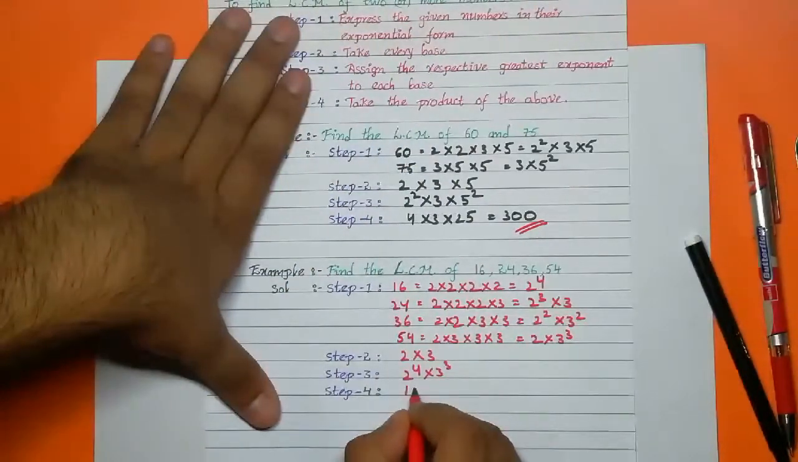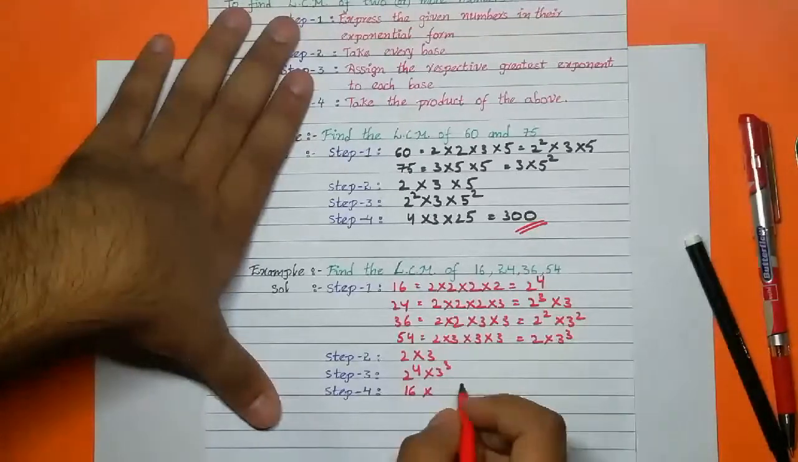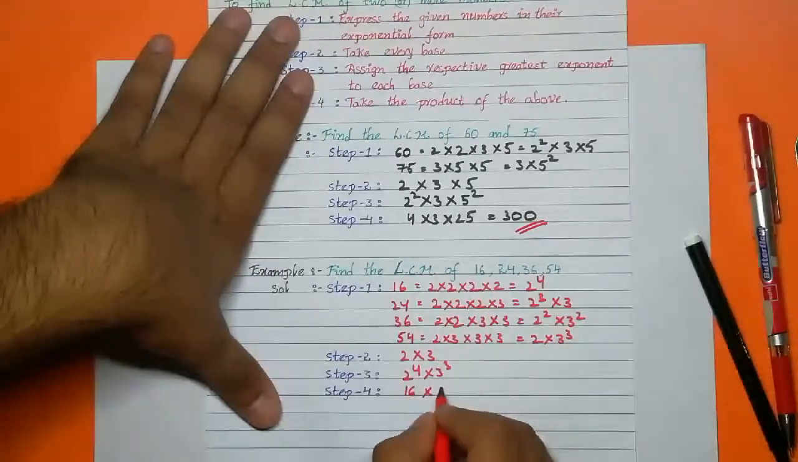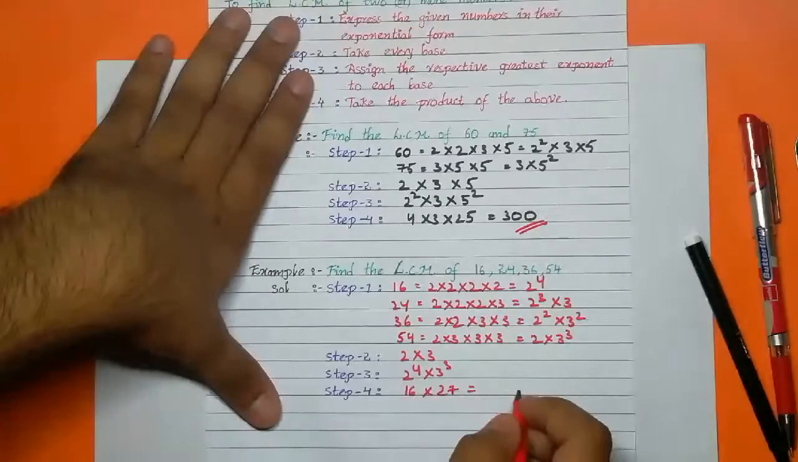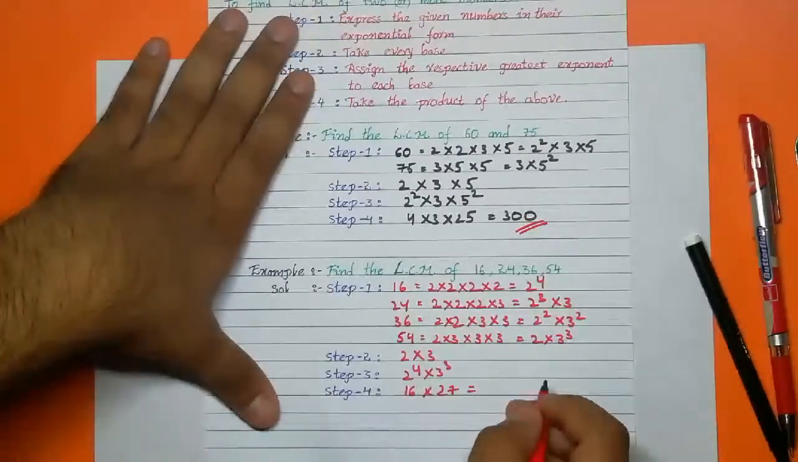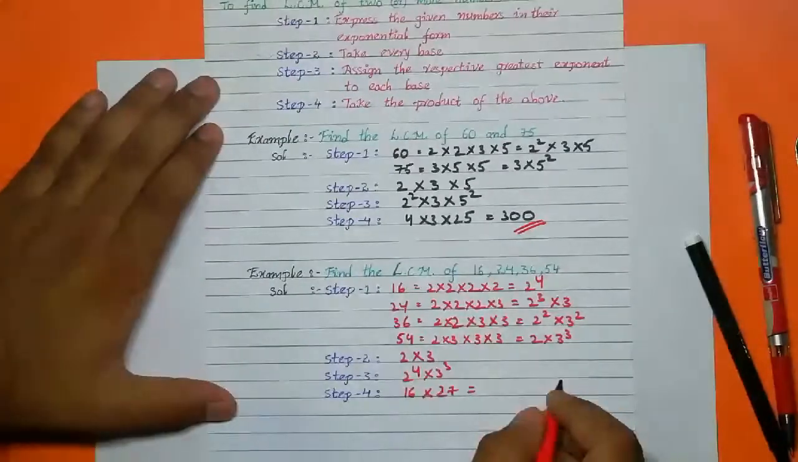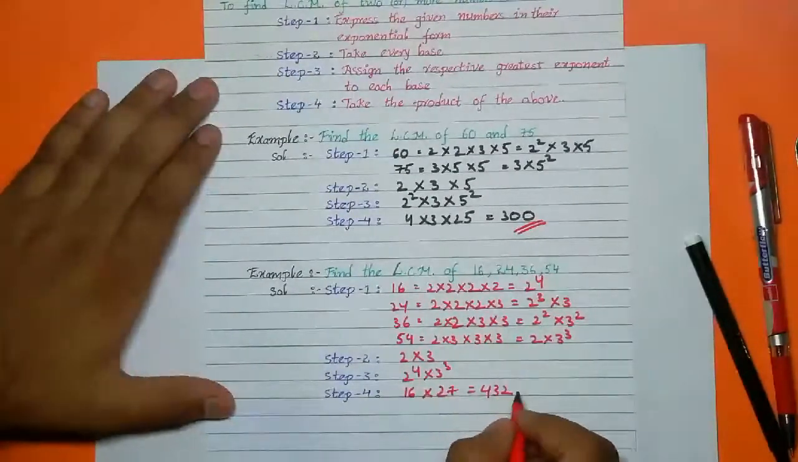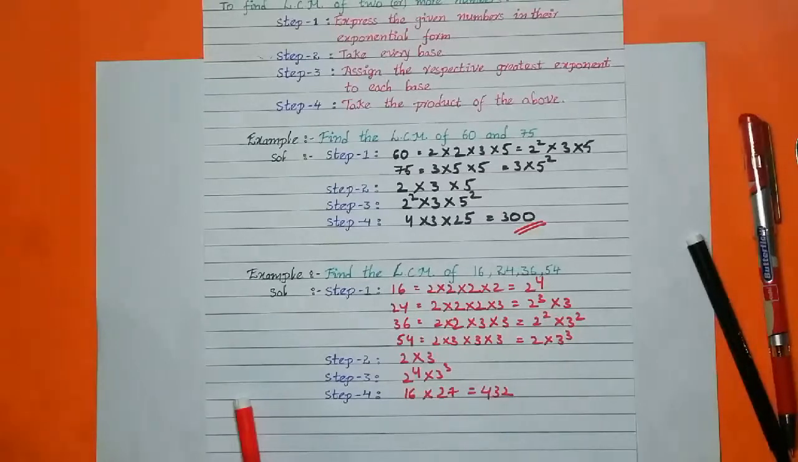That means 2 power 4 is equal to 16 and 3 power 3 is 27, and 16 into 27 is equal to 432. That means the LCM of 16, 24, 36, 54 is 432.